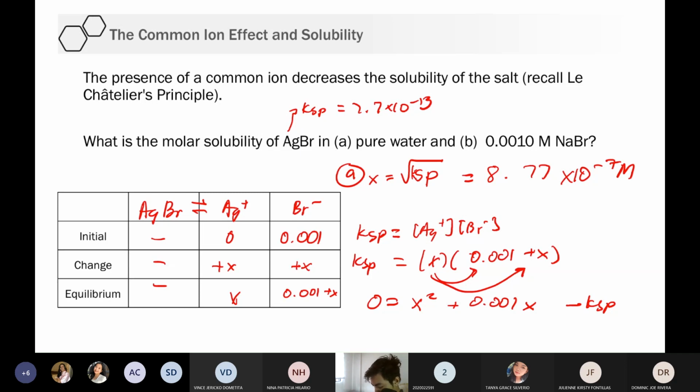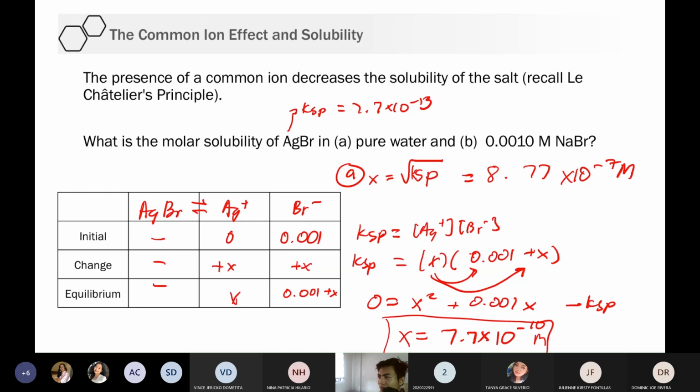Kalimutan ko negative sign. Okay, so we have 2 x values. Of course, dalawa dapat yan. We have 7.7 times 10 raised to negative 10, and the other is negative 1 times 10 raised to negative 3. So, di ko gagamitin yung negative 1 times 10 raised to negative 3. Kasi negative root yun eh. So, yan. So, this will be the molar solubility of AgBr in a solution of 0.001 molar NaBr.